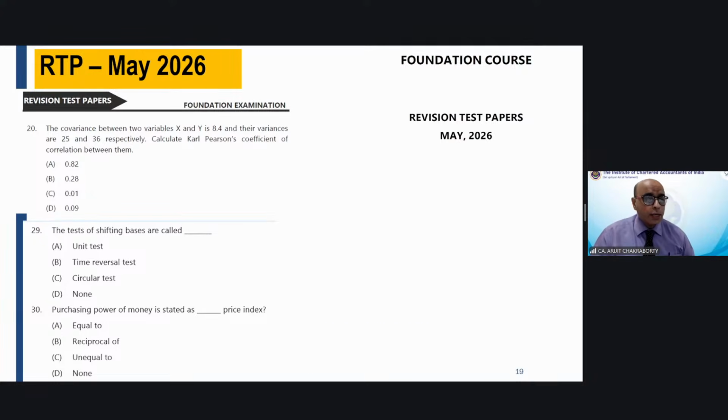30th question, the last one: purchasing power of money is stated as dash. Purchasing power of money will be the reciprocal of the price index. Because as the price index increases, the common man, the citizen, the purchasing power of a person actually goes down. So question number 30, we will go for reciprocal, option B.